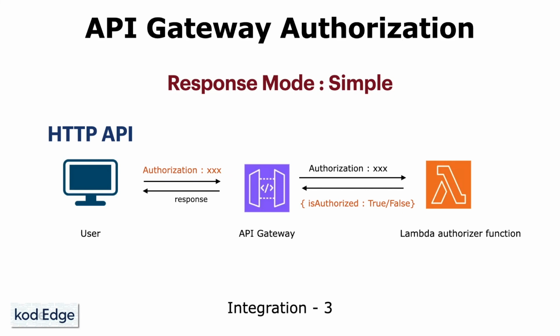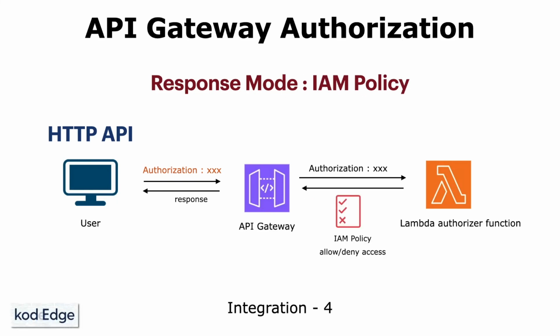The next configuration is with the HTTP API. Whenever you configure a Lambda authorizer for your HTTP API, you can configure the response mode as simple. So what will happen here? The user will send the access token using the request header to the API gateway. API gateway will forward that access token to the Lambda authorizer, and based on the access token, the Lambda authorizer will send a true or false value back to the API gateway. Based on this Boolean value, API gateway will decide to allow or deny access to the backend service.